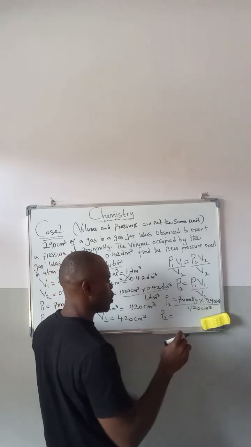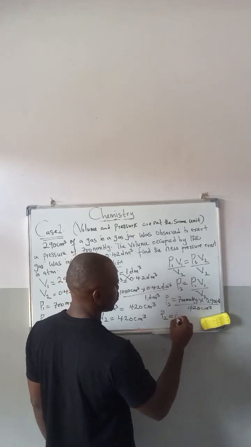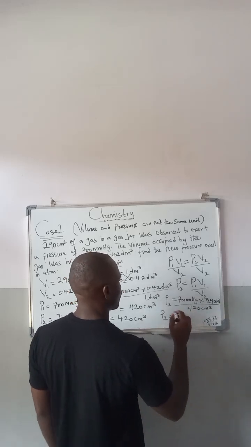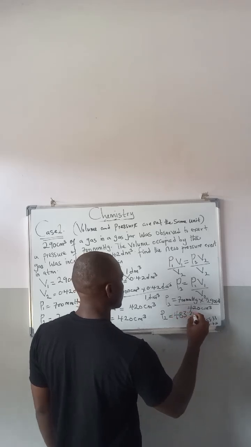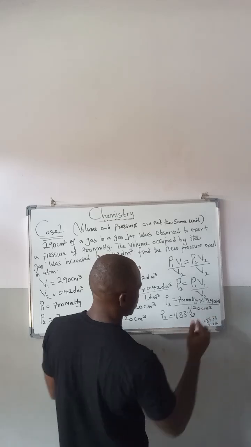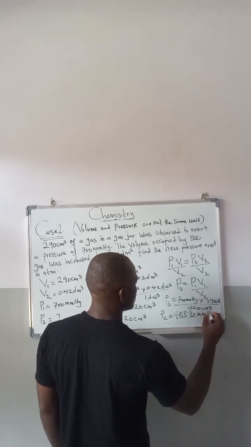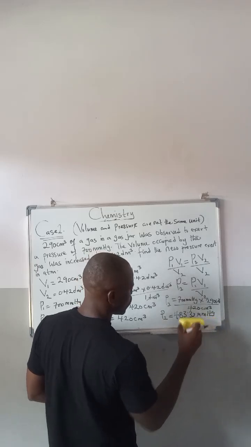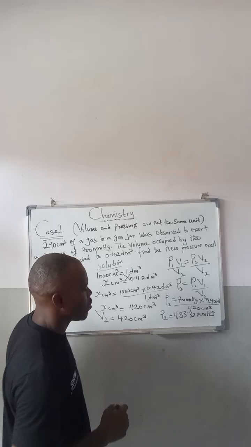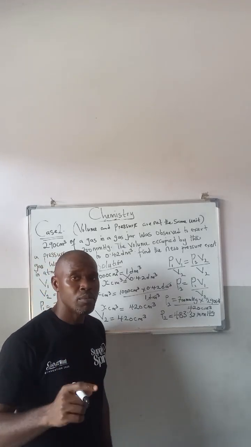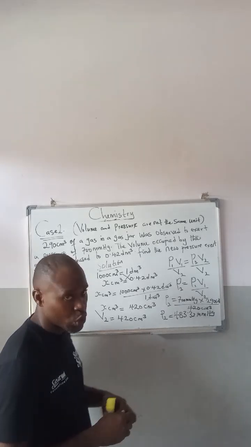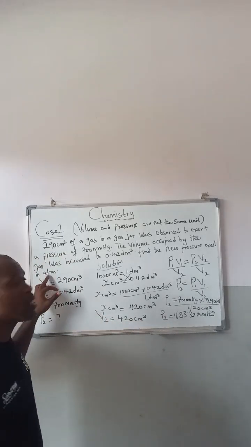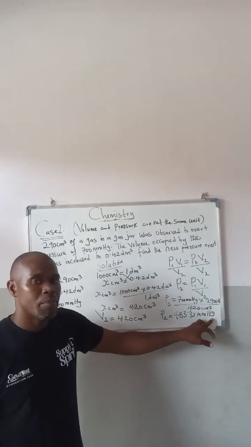If you punch your calculator, I think you're going to have something about 483.33 millimeter mercury. So that is what you will have: 483.33 millimeter mercury. That is the pressure. But note, they say the pressure should be in atm, not in millimeter mercury.